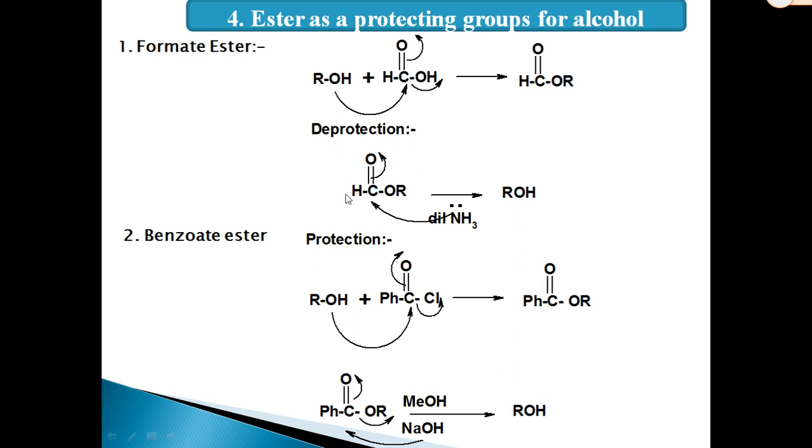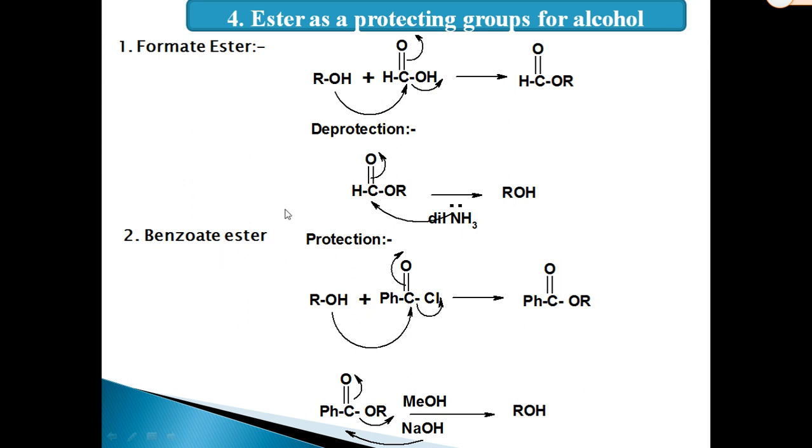Now we can deprotect this formate ester by reacting it with dilute ammonia, or the ammonia solution. This lone pair of nitrogen atom attacks the carbonyl carbon atom, the pi bond opens on the oxygen, and this OR negative group is removed to form ROH, our hydroxy group recovered in the last step. This is the deprotection of hydroxy group.